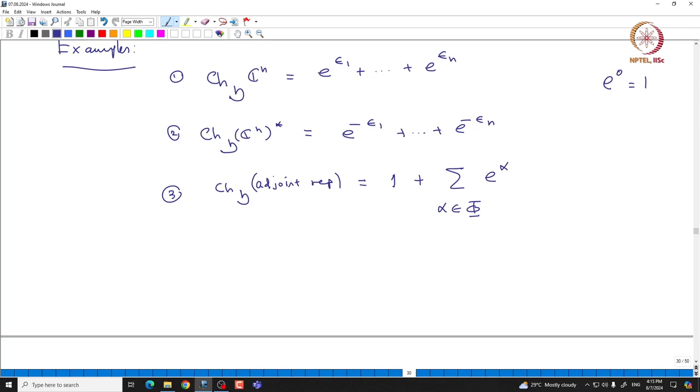Now it is not hard to see how to compute, for example, the symmetric powers and the alternating powers and so on. Maybe I leave it as an exercise: compute the character of the symmetric power Sym 2 of C n, and then the character of Alt 2 of C n.